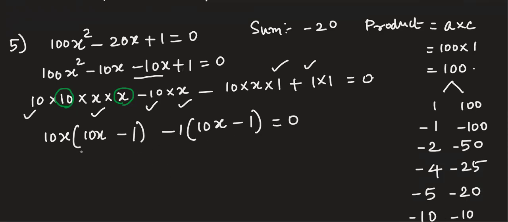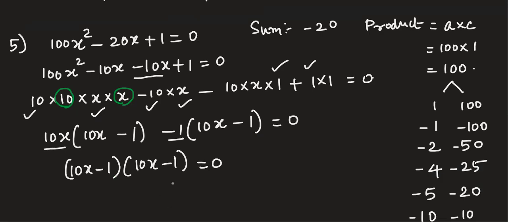So now in the next step, the common one will be again 10x minus 1. Put them within brackets. It will be 10x minus 1. Okay. And the remaining also is 10x and minus 1, which is equal to 0. So these are the remaining. 10x and minus 1 is remaining. Again, put them within brackets.